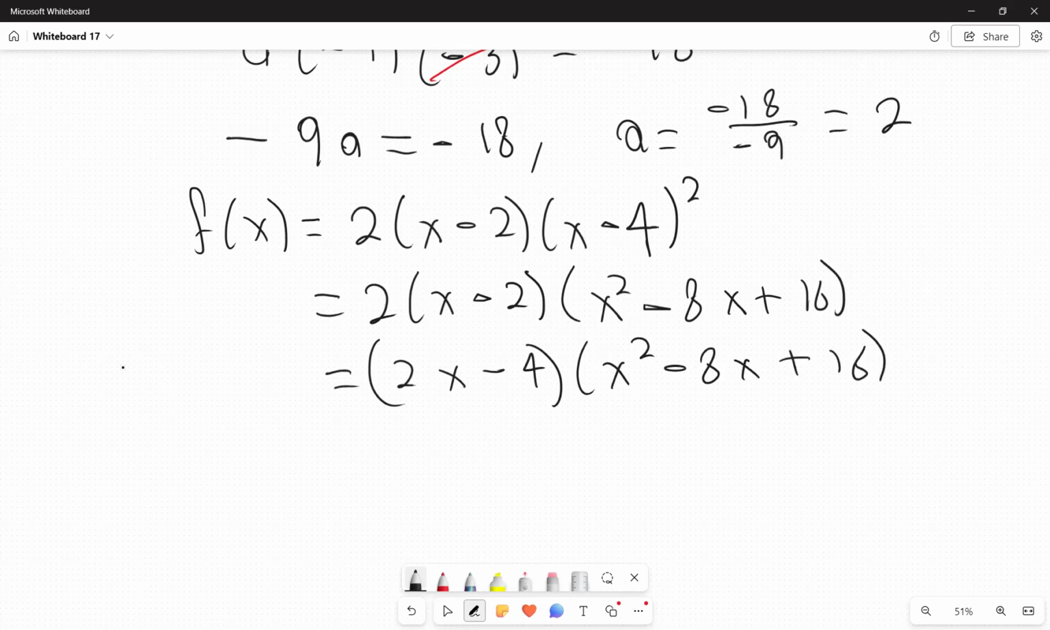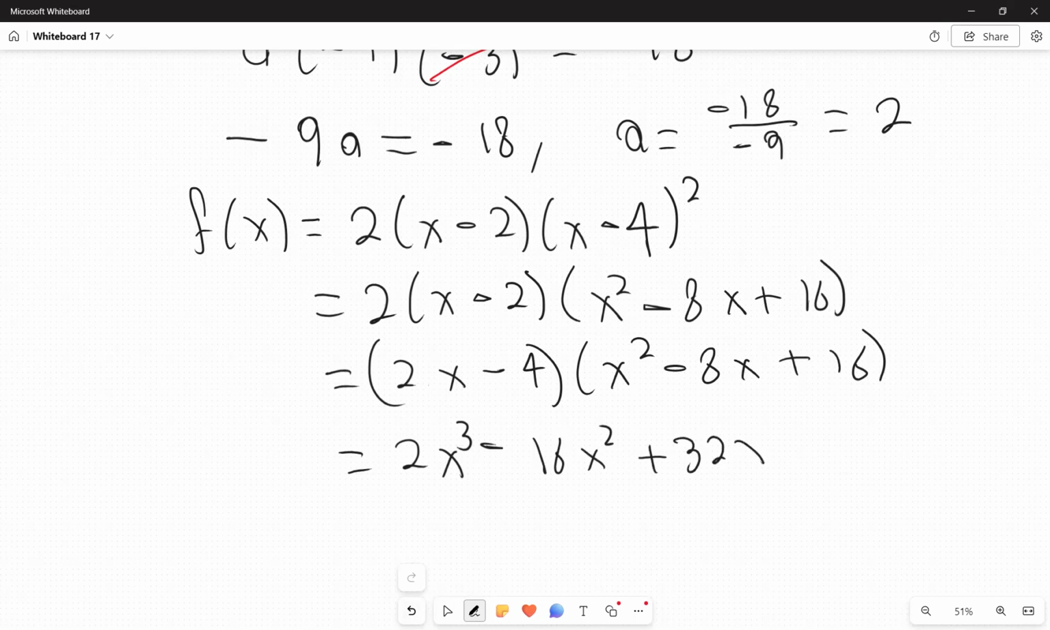And then we're going to distribute the 2x minus 4. That is 2x times x squared minus 8x plus 16. So 2x times x squared is 2x cubed. 2x times minus 8x is minus 16x squared. And 2x times 16 is 32x.